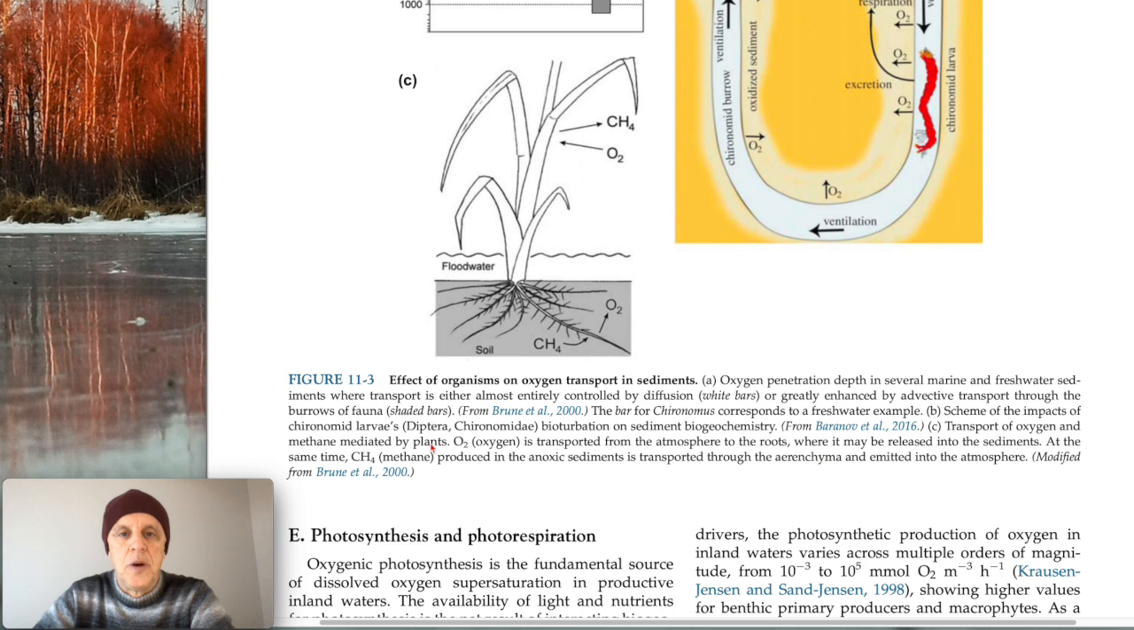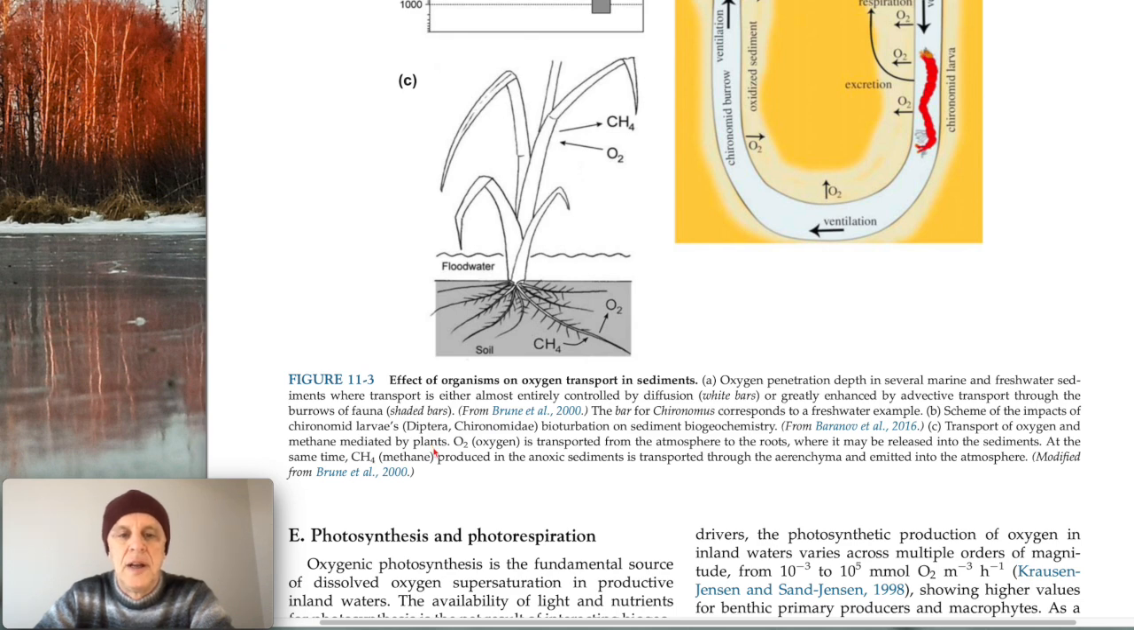Good day, everyone. We're reviewing Wetzel's Limnology textbook. This is the fourth edition, and we are on chapter 11, which deals with oxygen and how oxygen cycles through limnological systems, lotic and lentic systems. And today we'll be specifically looking at photosynthesis and photorespiration.